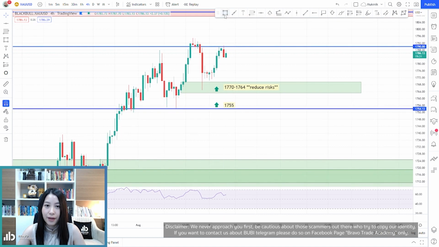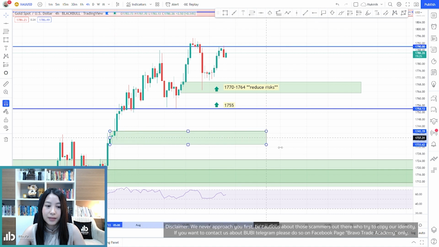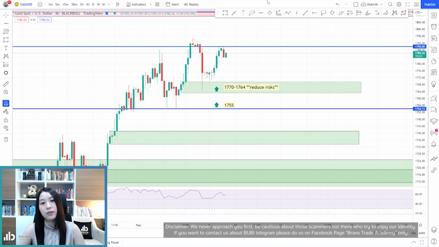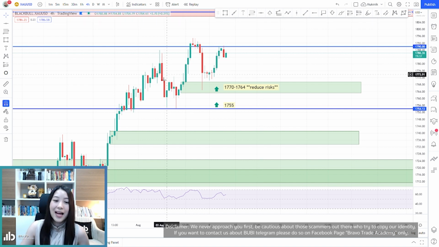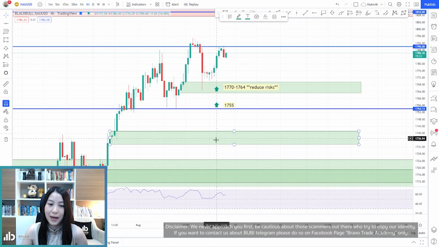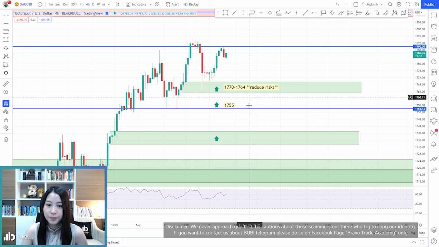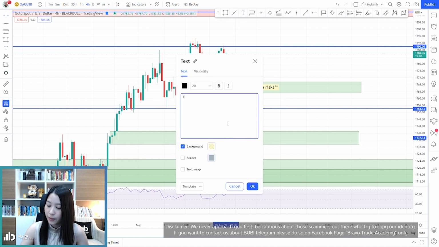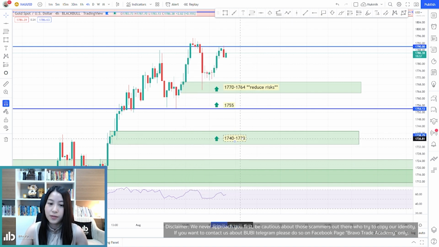Do we have a third plan? Yes, we do. We still have our demand zone here. This plan is really beautiful because the demand zone is very fresh and we haven't tested it before. So I'd say the most beautiful plan for buying is at this point, around 1740 to 1733. This plan is the most beautiful one if you ask me.